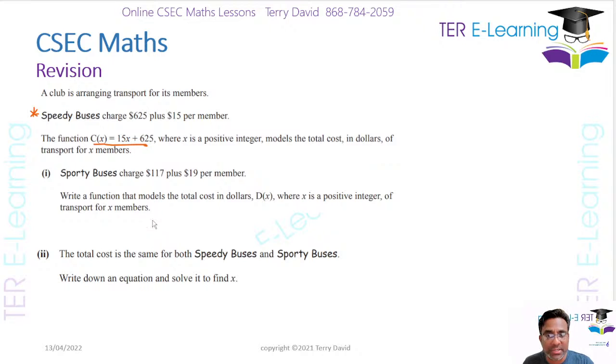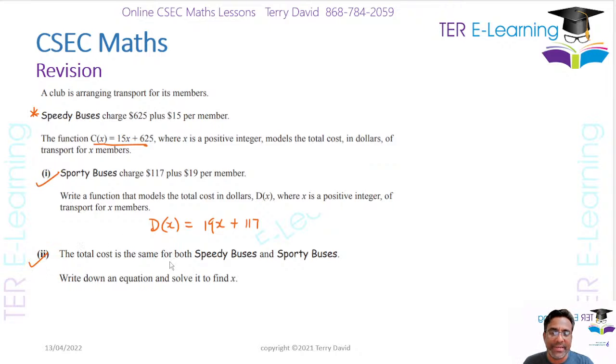So the total cost in dollars, d of x, right, is going to be equal to, now you have, let's say, x members and each member has to pay $19. It is going to be 19x plus 117, a fixed charge of 117, right? The total cost, so that's the answer for part 1.